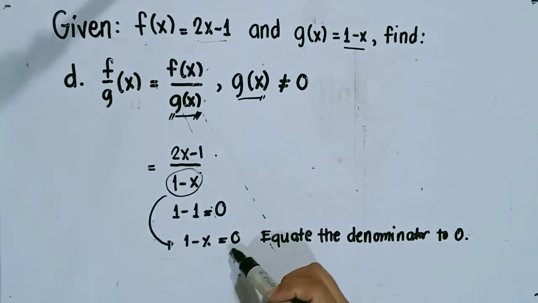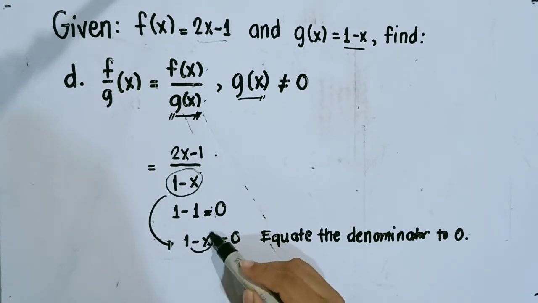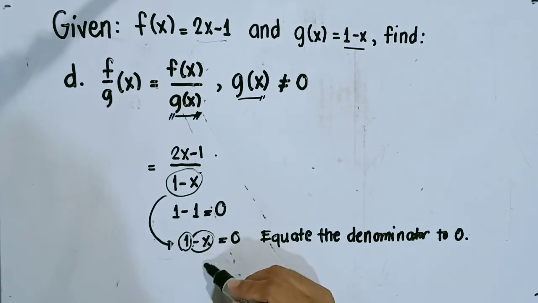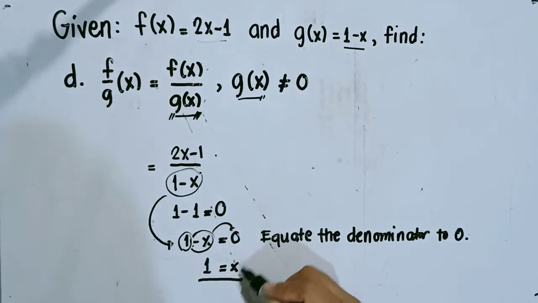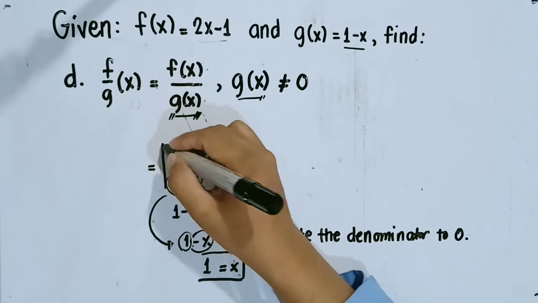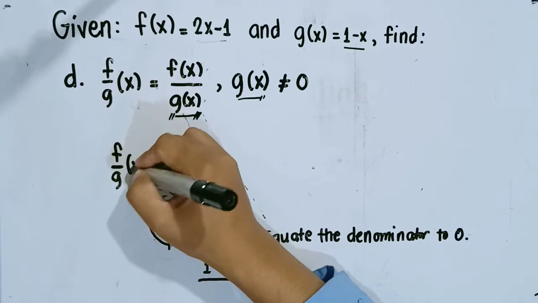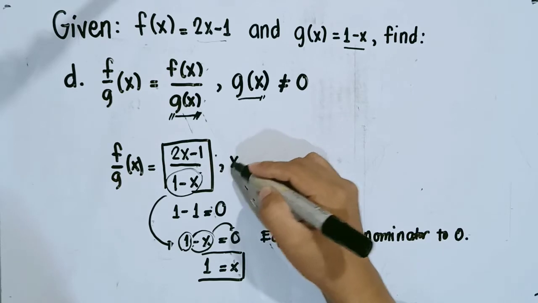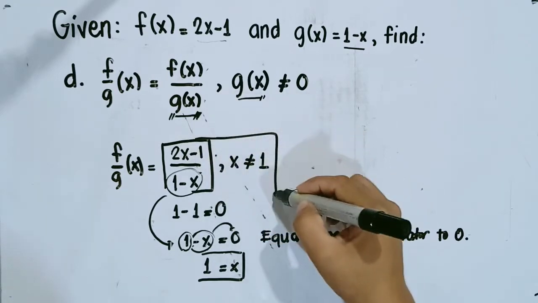So, we have here 1 minus x is equal to 0. In order for us to get the x, of course, we will transpose negative x to the other side. So, the term that will be left in the left side is 1, and negative x will become positive x. So the restriction in the denominator is positive 1. So our final answer, we can write it this way. F over g of x is equal to 2x minus 1 over 1 minus x, wherein x should not be equal to 1. So this is our final answer.